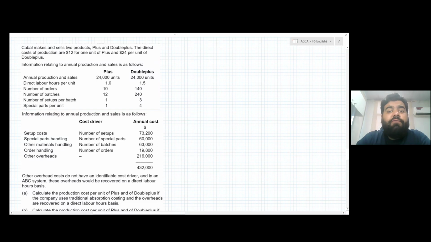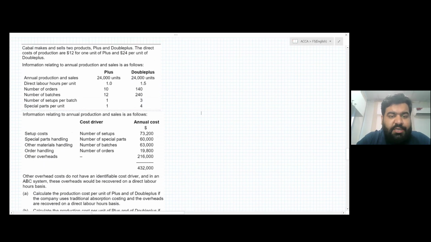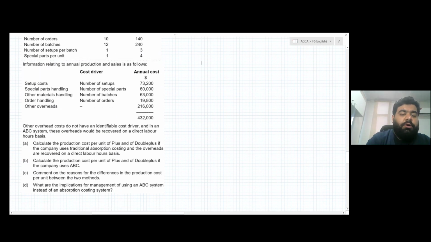So let's start. If you have not even done that assignment yet, first pause the lecture. First do the assignment. First do this question yourself, then watch this lecture, right? So the question says that there is a company for which we have to calculate using absorption costing. First, we have to calculate the production overhead per unit using absorption costing, and then using ABC. Just parts A and B were the assignment; parts C and D were not.